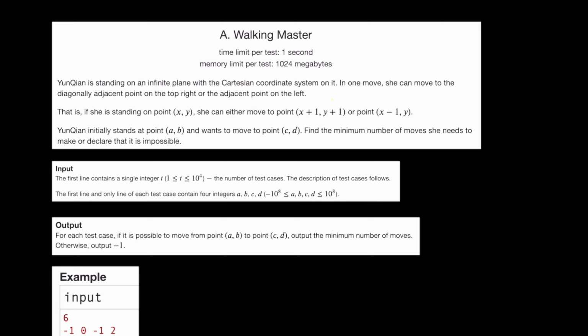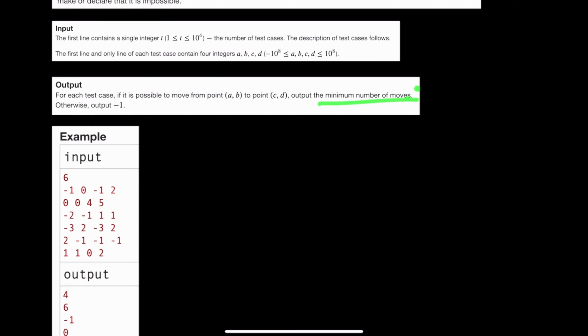Yongxiang is standing on an infinite plane with the Cartesian coordinate system on it. In one move, she can move to a diagonally adjacent point on the top right or the adjacent point on the left. That is, if she is standing on the point (x, y), she can either move to the point (x+1, y+1) or (x-1, y). Yongxiang initially stands at point (a, b). She wants to move to the point (c, d). Find the minimum number of moves she needs to make or declare that it is impossible. We need to output the minimum number of moves if it's possible, otherwise we need to output -1.